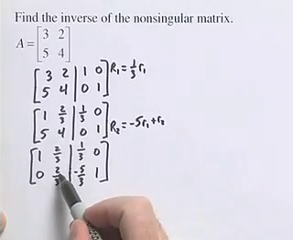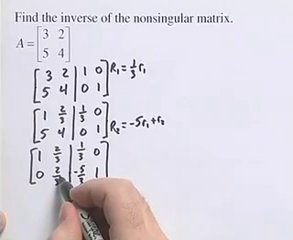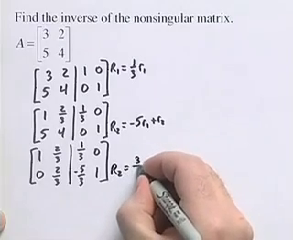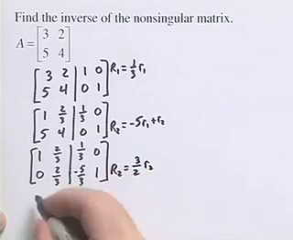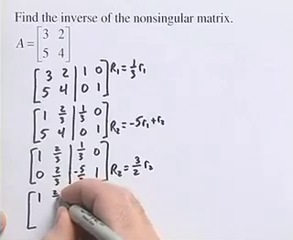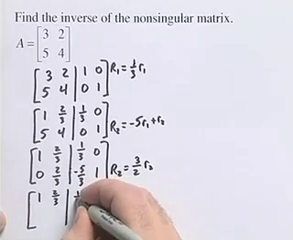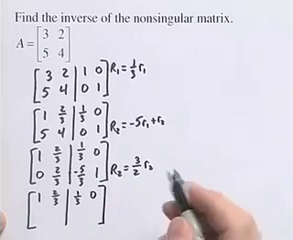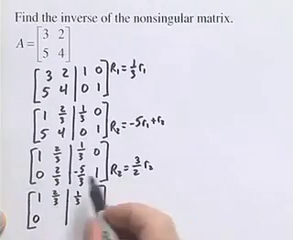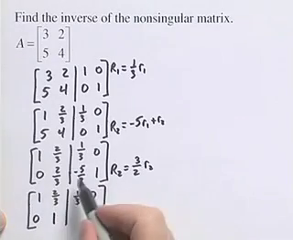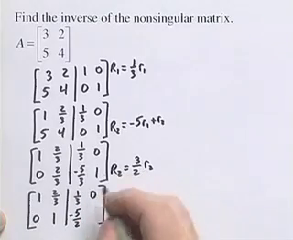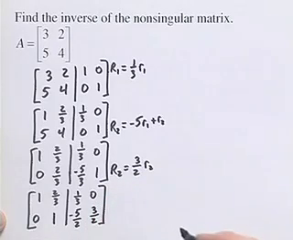Now we'd like to get a 1 in our second row, second column. So we're going to say our new row 2 is equal to 3/2 times the current row 2. We're not changing our first row, so we rewrite that: 1, 2/3, 1/3, 0. And now we need to perform this operation. 3/2 times 0 is still 0. 3/2 times 2/3 is 1. 3/2 times -5/3 is -5/2. And 3/2 times 1 is 3/2.